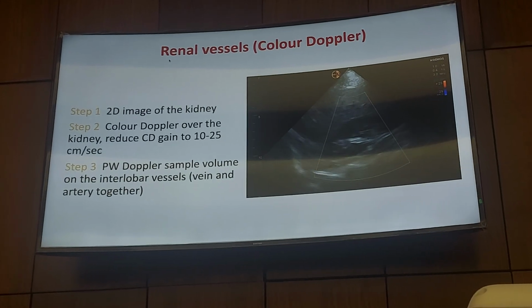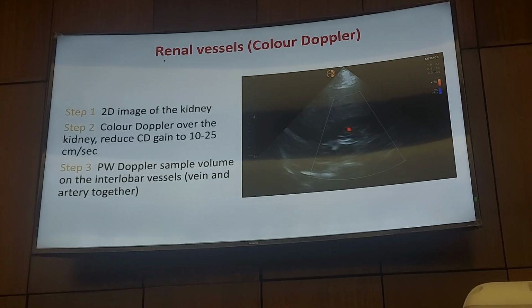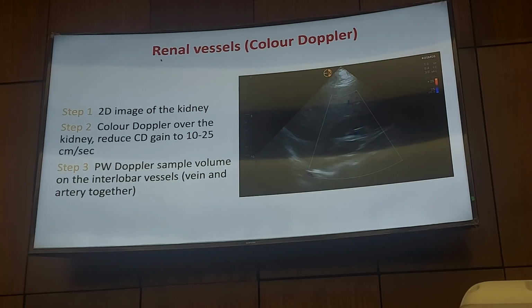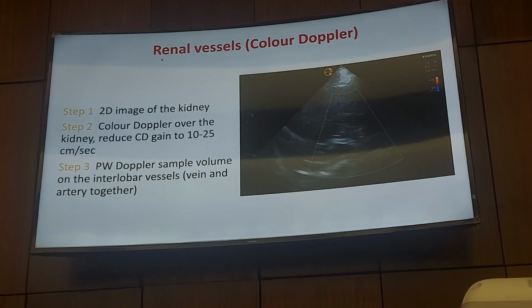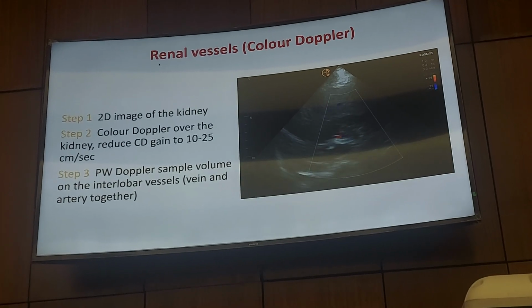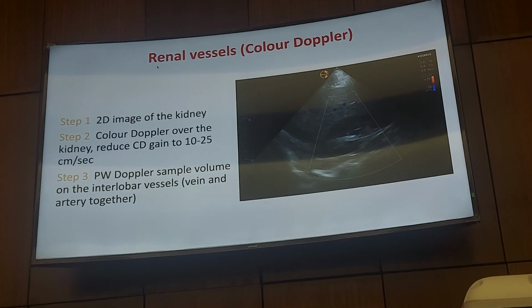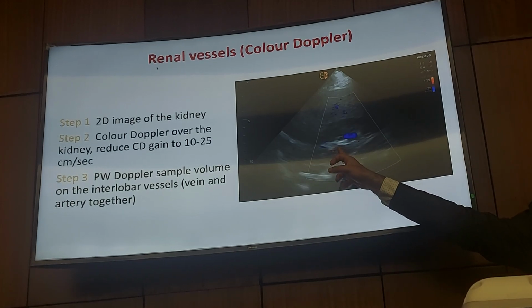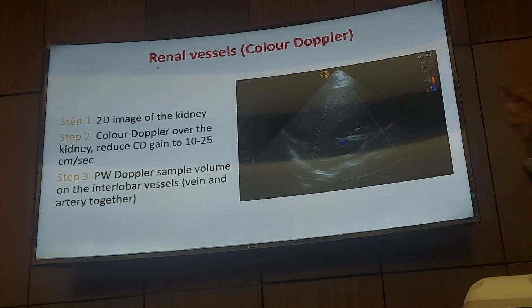The only vessels you should target and assess are called the interlobar vessels, which are located between the white hilum and the medulla. The white hilum, the medulla, and the cortex of the kidney. So the transition between the white and the black, this area is called the interlobar vessels.